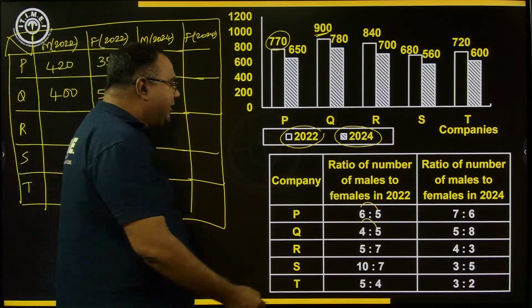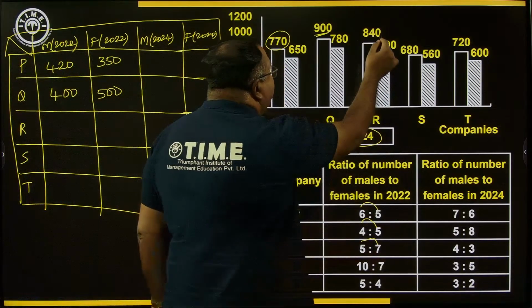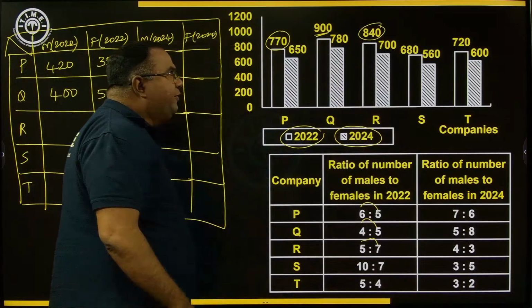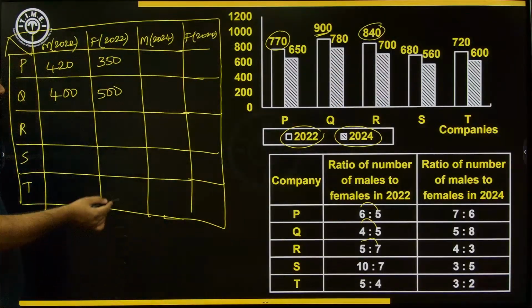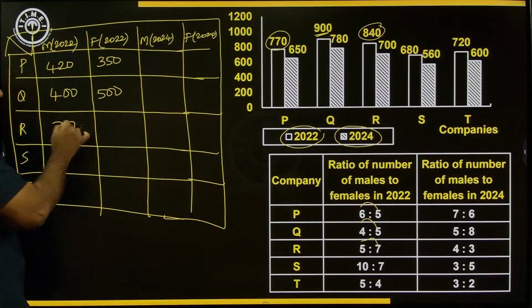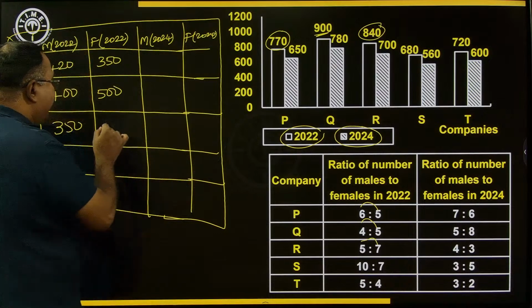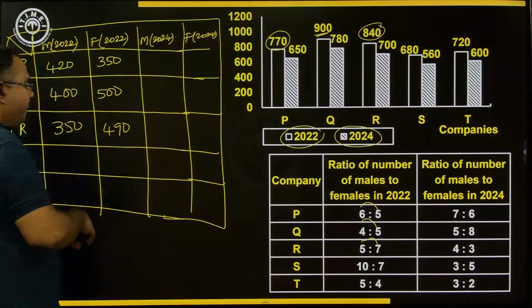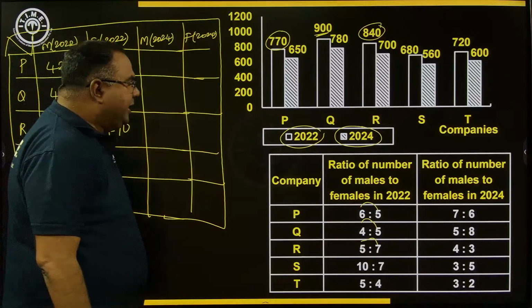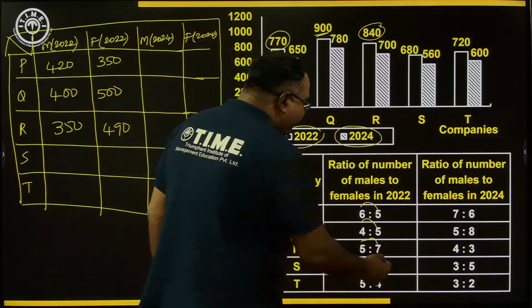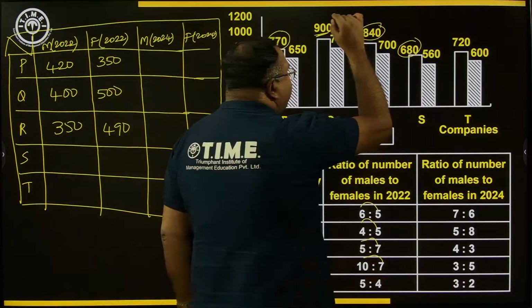Then 5:7. Total 12 parts, 840. So 12 sevens, 84. So each part is 70. 5 into 70, 350. Right? 7 into how much? 70, 490. Right? Total 840. Then 10:7. Total 17 parts, 680. Right?